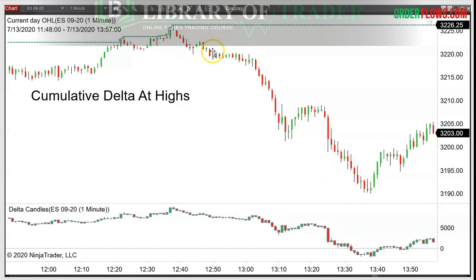And if you're putting yourself in this box, well, I can't take shorts because cumulative delta is so high, it's so strong, I can't take it. Well, you're going to miss out on a trading opportunity of the day right here, over 20 points, 25 points right here, maybe even more.